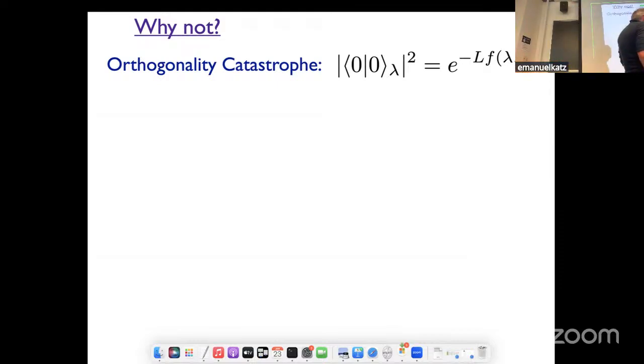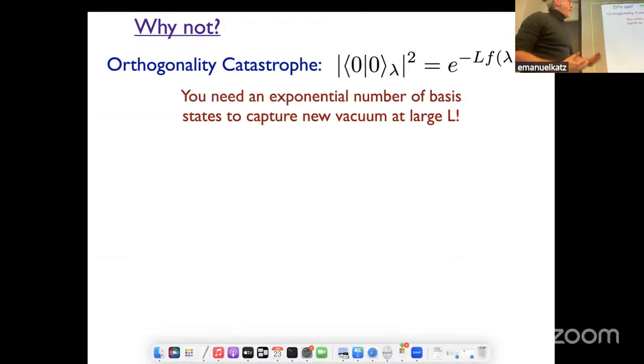So the orthogonality catastrophe is simply the statement that if I have the original ground state of my free theory, and now I've added an interaction, what is the overlap between the original ground state and the new ground state in the presence of the interaction? It is well known that because you have a local interaction, the overlap is going to be exponentially small in the volume. So in fact, just recovering a one loop Feynman diagram at very large volume, with the standard approach, is exponentially difficult. You need an exponential number of basis states to capture the new vacuum.